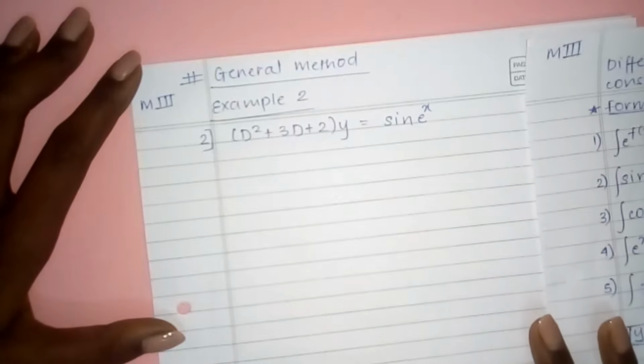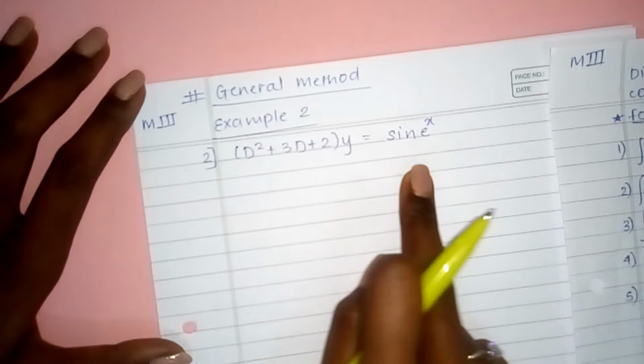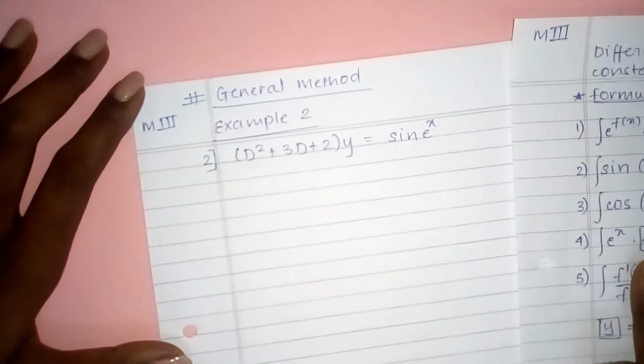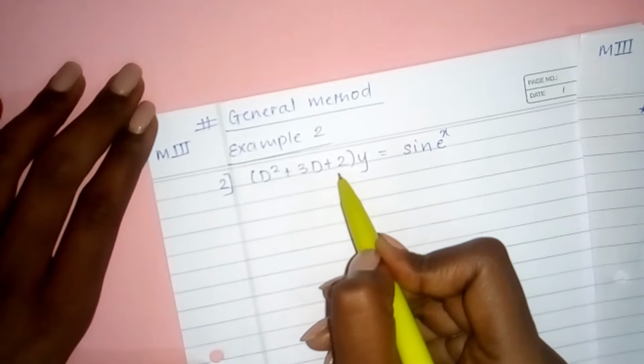Today we'll be looking into the second example of general method. So guys, in this video we have the second sum which we'll be looking into with the same formula sheet as the previous video. In this, they have already converted it into phi of D form.